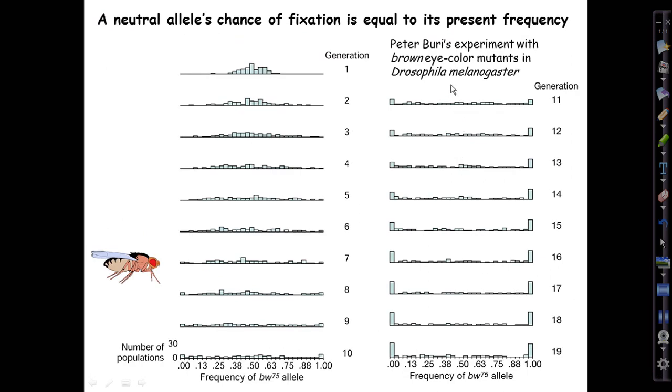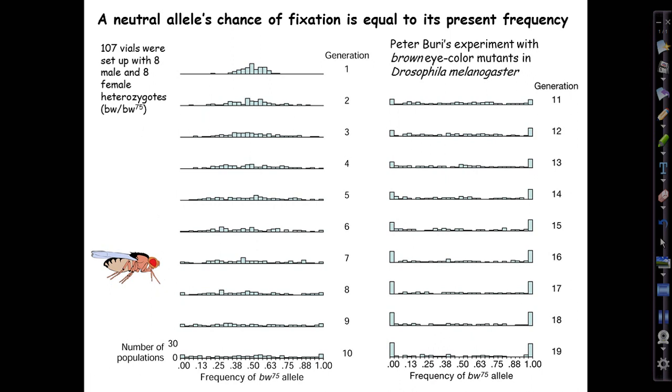Many years ago, deep in the 20th century, Peter Buri did a wonderful immortal experiment of this sort with actual organisms, fruit flies, Drosophila melanogaster, that were polymorphic for a brown eye color mutant. He started 107 very small populations set up with 8 male and 8 female heterozygotes for the brown and the brown 75 allele, which can be scored just by looking at the eye color of the flies.